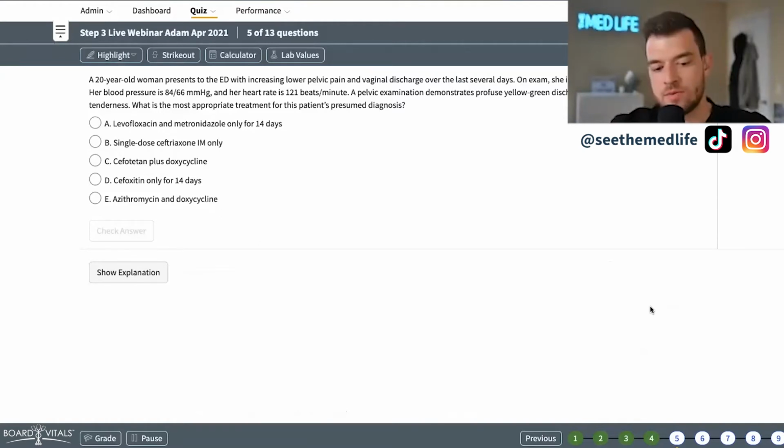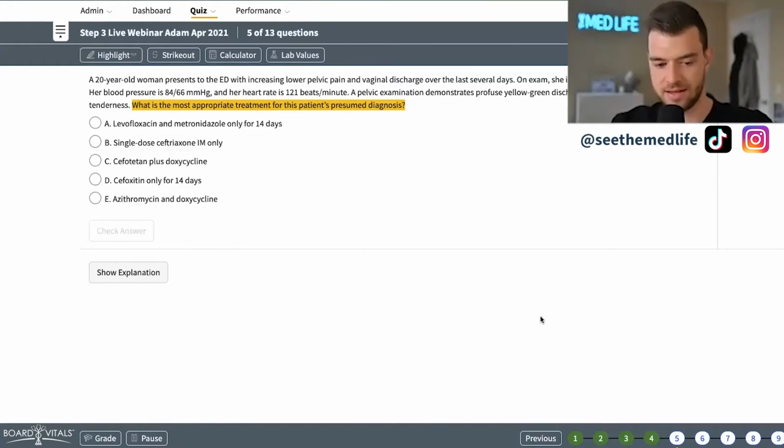So let's read our last line. What is the most appropriate treatment for this patient's presumed diagnosis? So we need to know what the diagnosis is, and then we need to know the treatment. Let's take a look through our answer options. So we have levofloxacin and metronidazole for 14 days, a single dose of ceftriaxone IM. We have cefotetan plus doxy. We have cefoxitin for 14 days, or azithro and doxy.